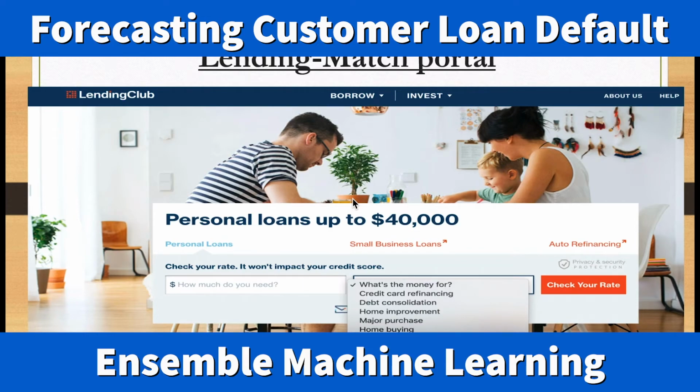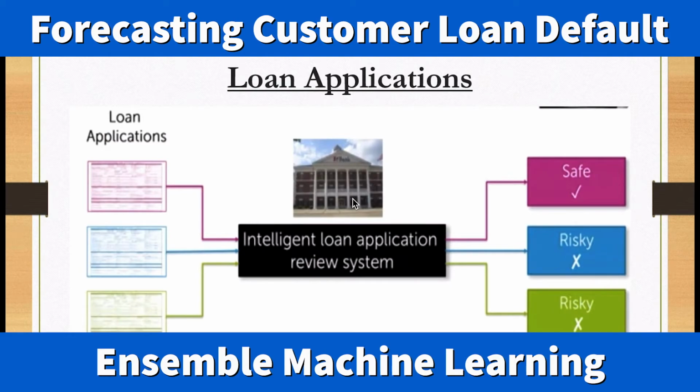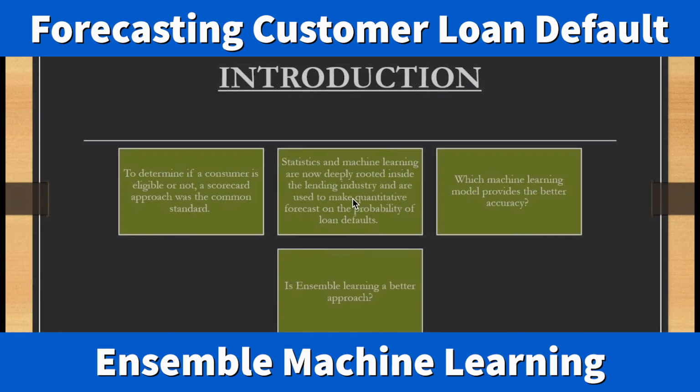Here, if you go to the LendingMatch portal, you will see this entry. You can look at the personal loan, you can get up to 40,000 with different criteria based on the information they collected from you. These days you will see different loan applications, and those applications go into the system, which is the algorithm, and the algorithm will decide if it is safe to loan or not safe to loan.